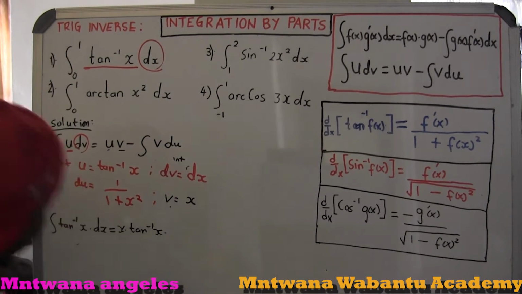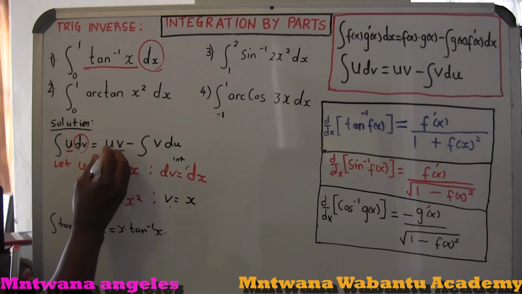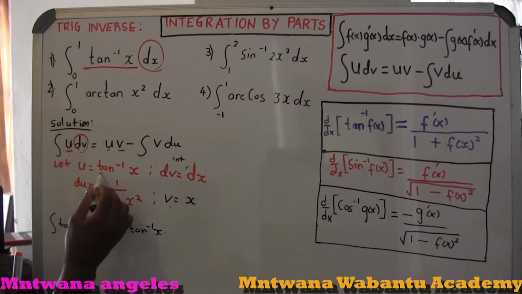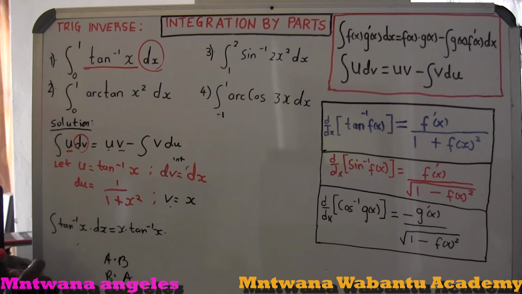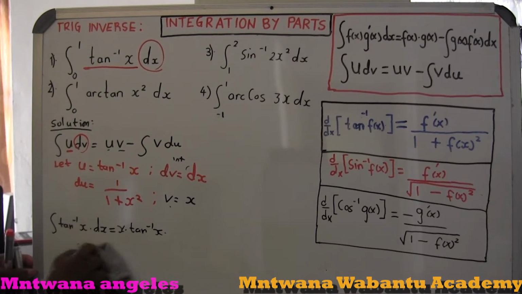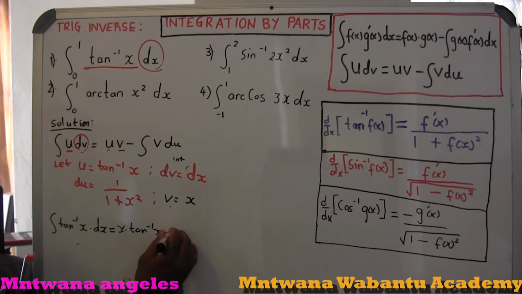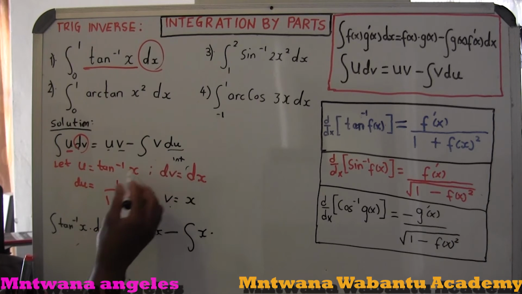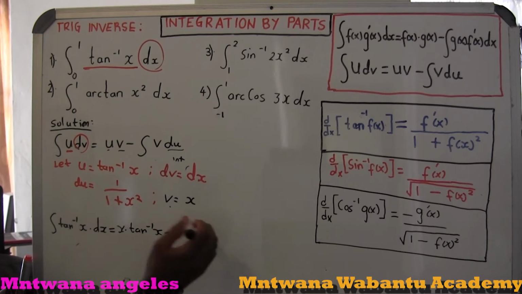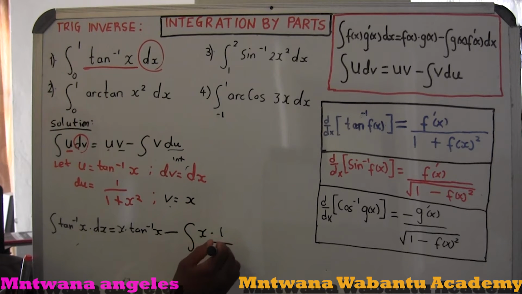So what is my u? My u equal to tan inverse of x, and then times v equal to x. But I'll multiply this x, because a times b and b times a are the same thing. So I'll just put it like that. Now we say minus integral. What is v? Our v equal to x. Okay, now we go du. What is du? du equal to 1 over 1 plus x squared dx.